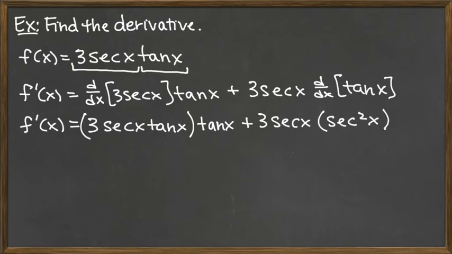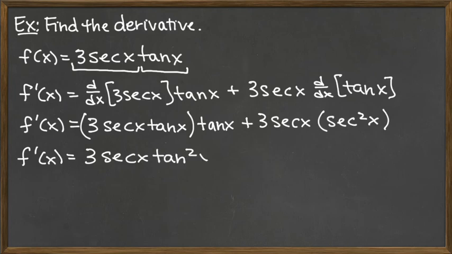Okay, so now we might as well go ahead and combine these terms here because we see that tangent of x appears twice multiplied in this first term. So we can rewrite this as 3 secant of x, and then we have tangent of x times itself, so we can write that as tangent squared x.